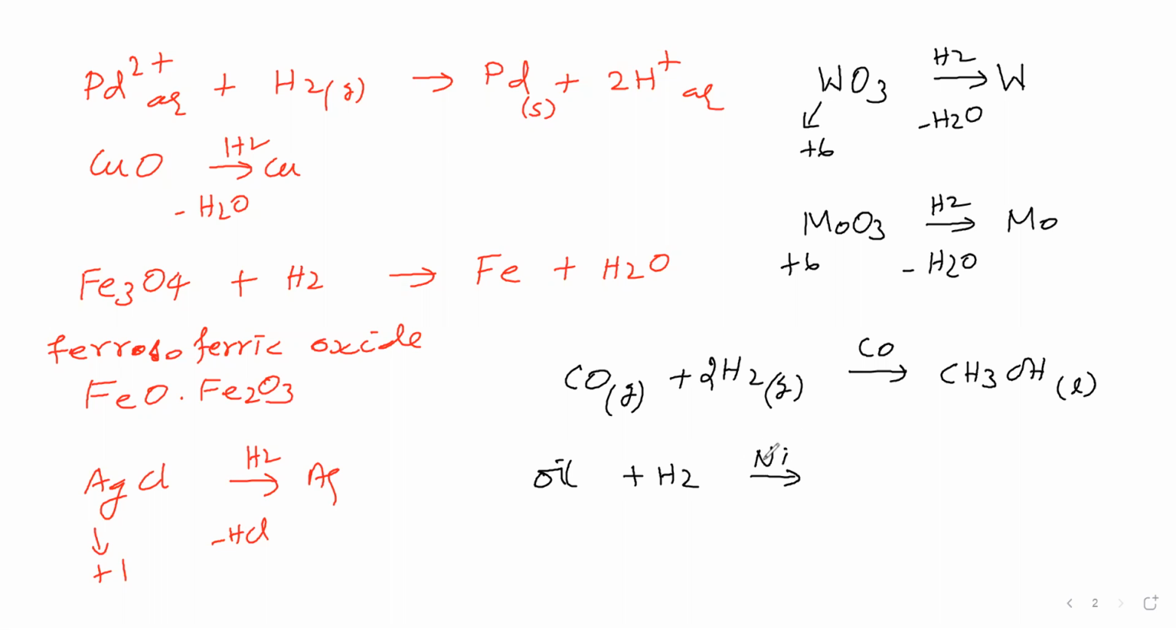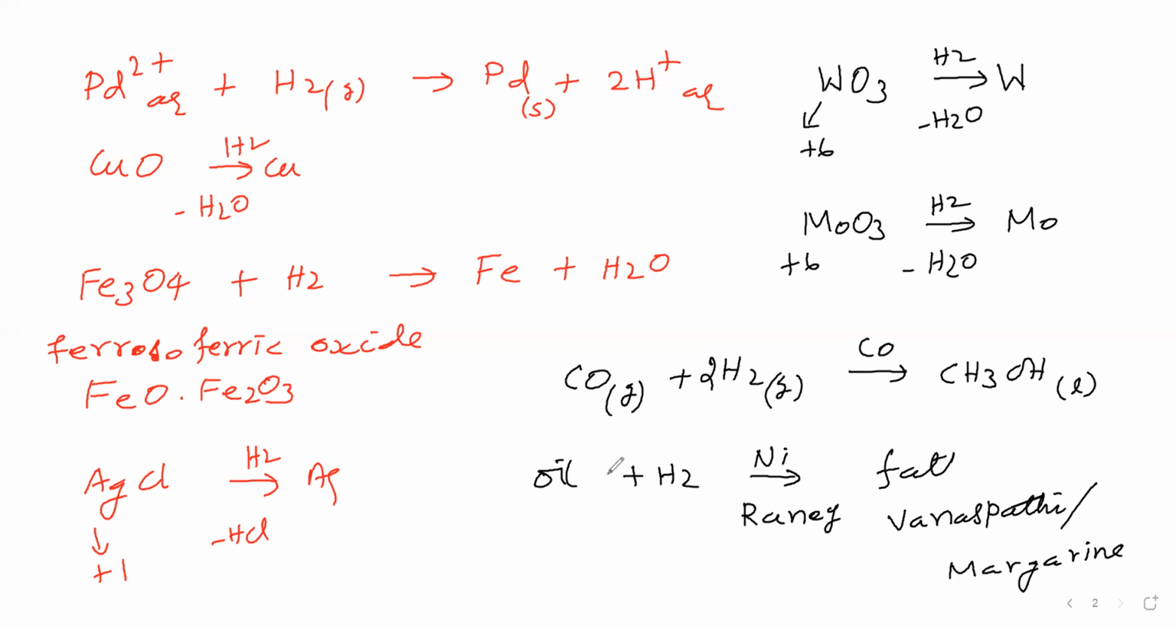Nickel is the catalyst. What nickel we are taking means Raney nickel. What is Raney nickel means this nickel metal we have to take in the finely divided state. That means it is in a powder form. It is called Raney nickel, we can say. Now oil with hydrogen gas becomes fat. This fat is called vanaspati, we can say. Commercial name is vanaspati. Otherwise, it is called margarine.